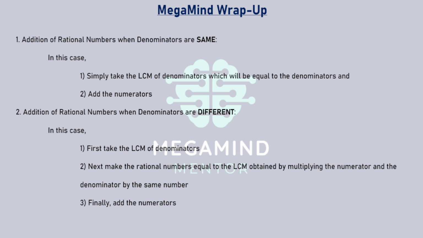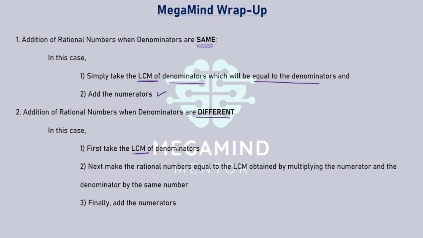Now it's time to do Megamind wrap up. So what we have learned in this video is how you can add rational numbers when their denominators are same. So whenever you find this kind of case where the denominators are same, you need to simply take the LCM of denominators, which actually will be equal to the denominators itself. And then in the next step, you are going to add the numerators. That's it. Coming to the second point, we have learned how we can add the rational numbers when their denominators are different. So in this case, what you can do is first take the LCM of denominators.